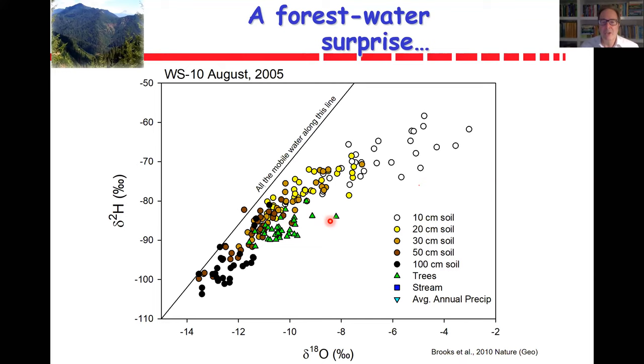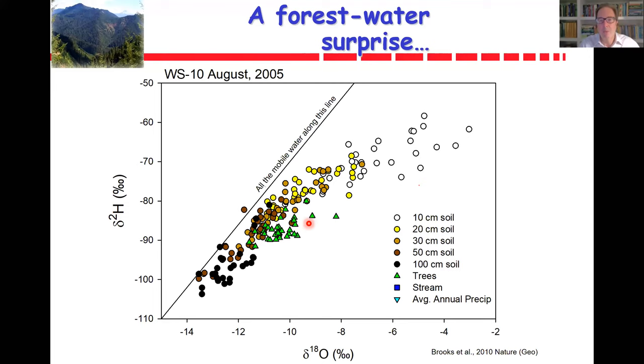And those data were quite shocking to me, because remember, all the water I'd ever sampled, from soil water, trench flow, groundwater, precipitation, of course, stream water, had all fallen on this meteoric waterline. And here she's showing trees that are plotting below the waterline, which is suggesting some kind of evaporation source.